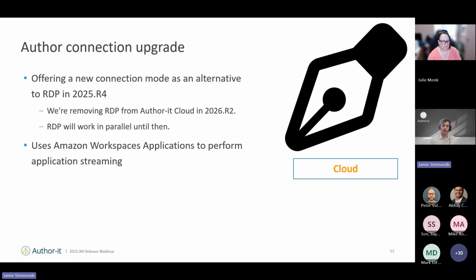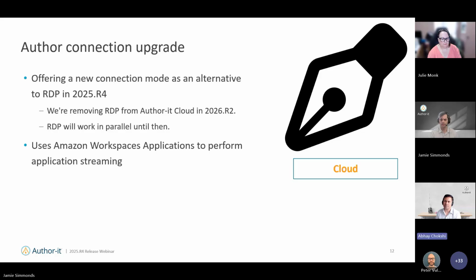So in 2025 R4, we're offering a new way to open the Author module. It's an alternative to the current RDP solution that you'll use to open Author in Author-it Cloud, and your authors. So we will be removing the RDP solution in 2026 R2, so a little while away yet, which I think you can expect mid to late Q2 next year. Correct me if I'm wrong there, Abe. Yeah, no, that's around June. Yeah. But until then, you'll be able to use both side by side. They'll run in parallel, and you can switch between them as frequently as you want.